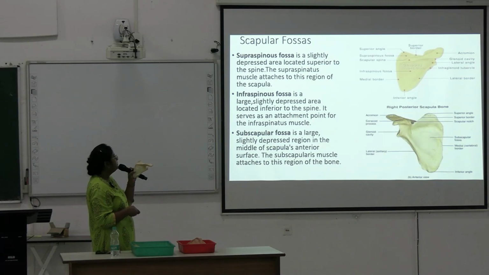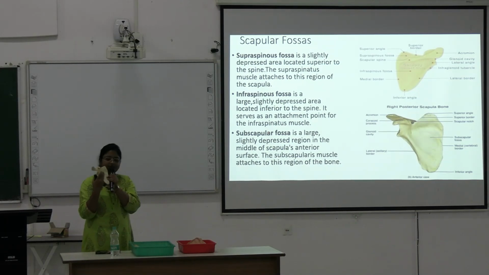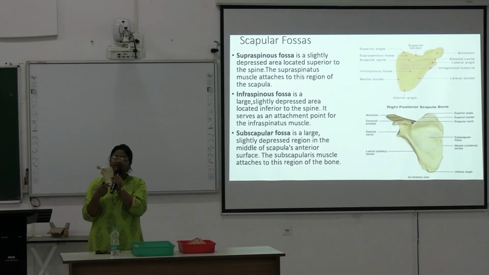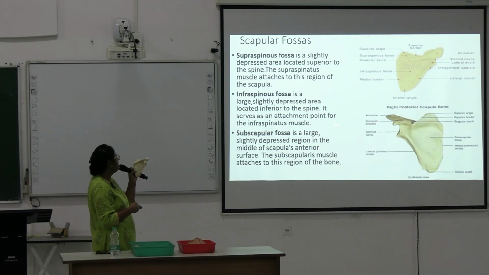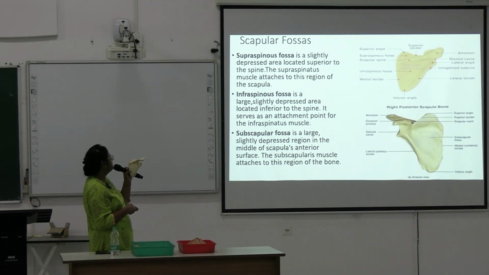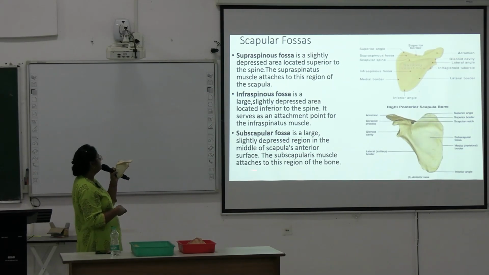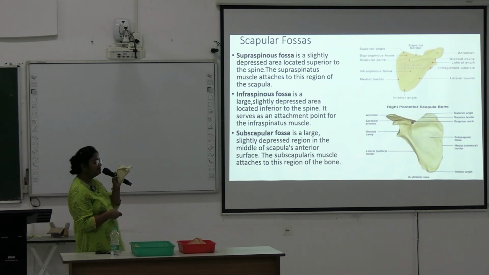Next is subscapular fossa on the costal aspect. This fossa is the subscapular fossa. So, this subscapular fossa is a large, slightly depressed region in the middle of the scapula's anterior surface, and the subscapularis muscle attaches to this region of the bone.